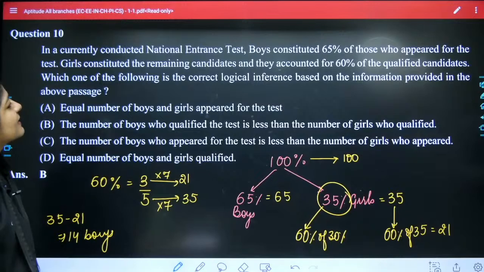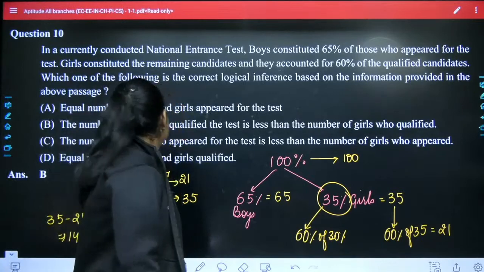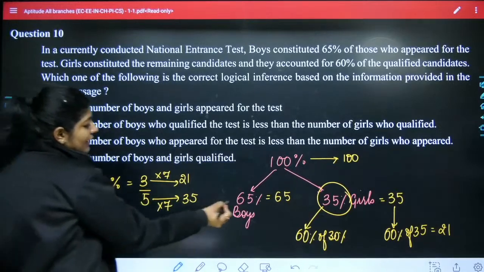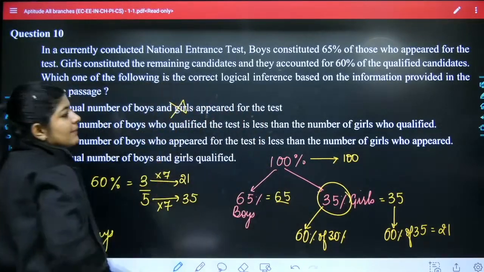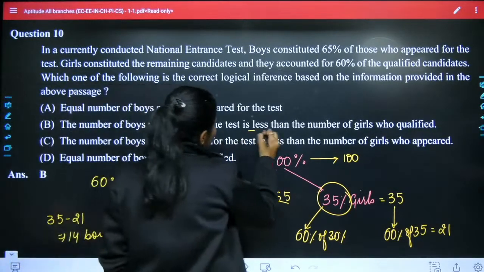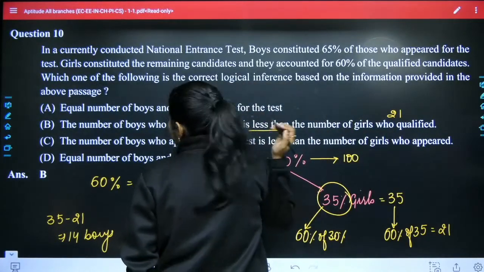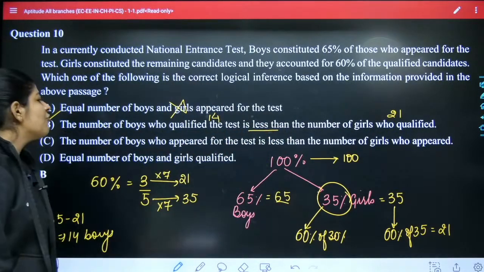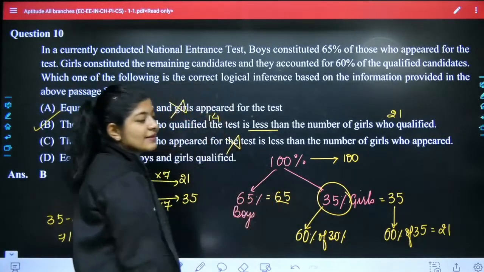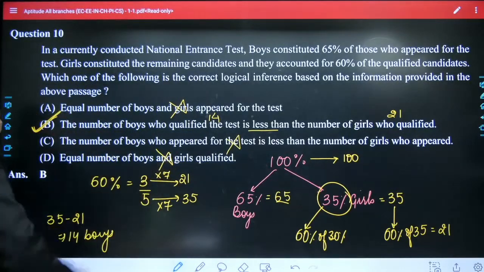So let's check with the options. Which one of the following is the correct logical inference based on the information provided in the above passage? Equal number of boys and girls appeared in the test. No, that is 65 and 35. So this option is eliminated. The number of boys who qualified the test is less than the number of girls. Yes, the number of girls who qualified is 21, and the boys who qualified are only 14. That means option B is correct. The other options do not hold, since the appeared numbers are 65 and 35. So the correct answer is option B.